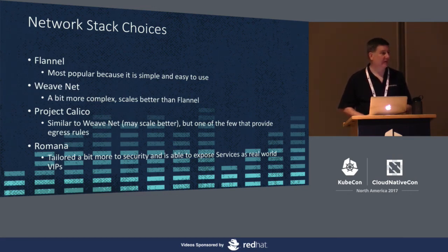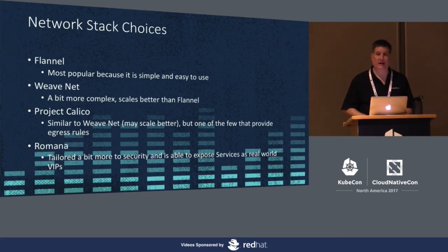Weave, the WeaveNet stuff, I've actually never used, but from what I understand, it's pretty straightforward to set up. It does scale better than Flannel and is easier to manage than Flannel when you go to scale it. Project Calico is actually my favorite because of some of the other features it has, but it's very similar to Weave in scaling. There are indications, specifically when you go to BGP mode, that it will scale much larger than Weave, but I don't have anything to fully document that. One of the advantages it does have, and I've only found two or three network stacks that do this, is that it allows you to specify egress rules.